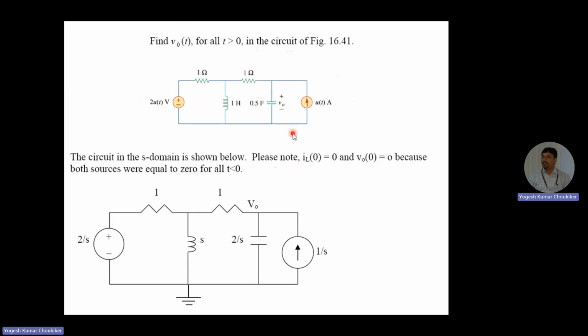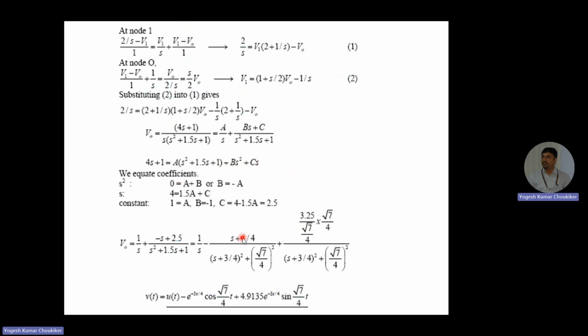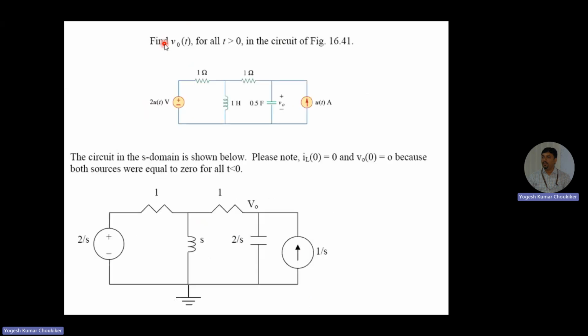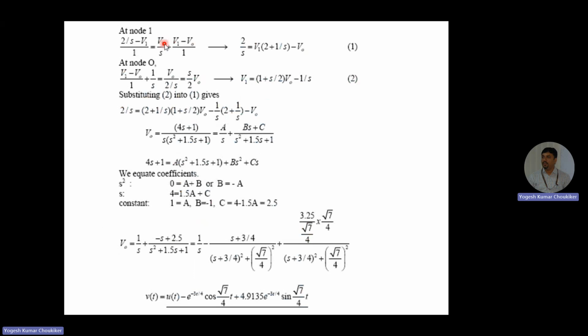So now in the frequency domain, 2u of t becomes 2 by s, u of t becomes 1 by s, 1 ohm is 1 ohm, 1 ohm is 1 ohm, 1 H is s, and 0.5 farad is 2 by s. Because the initial value is 0, there is no voltage or current source for the capacitor and the inductor. Then we can do the further solution. We can apply the node method, the mesh method, or the superposition principle. The same problem can be solved using the superposition principle, and you can solve it using the node method also.